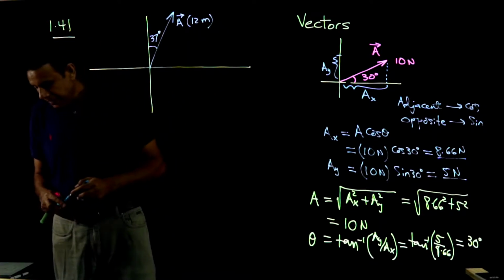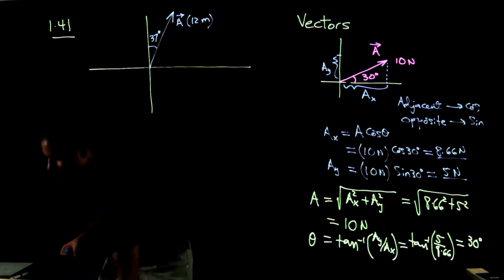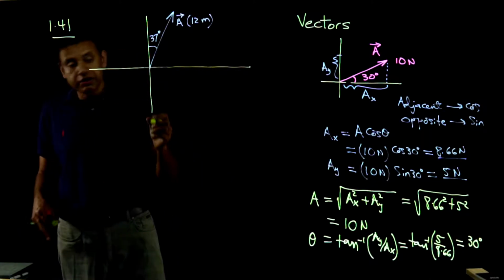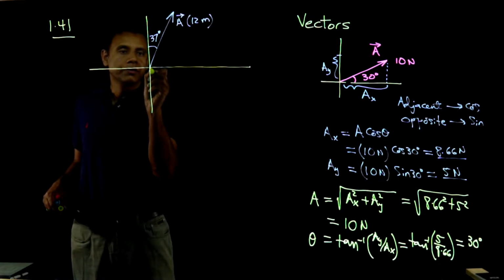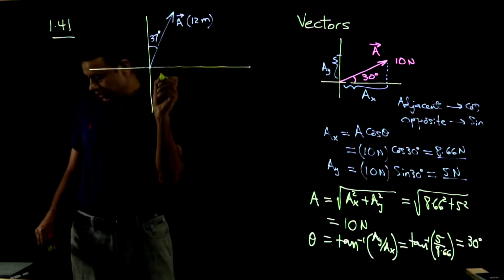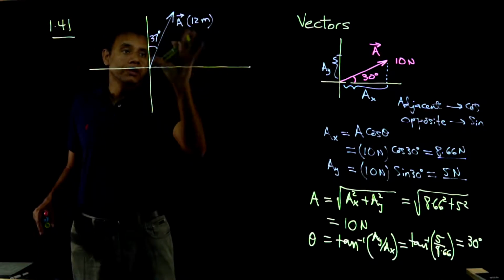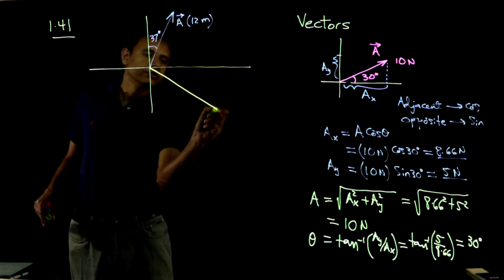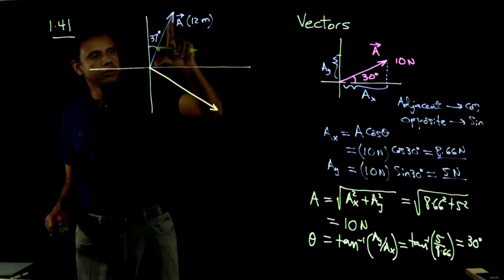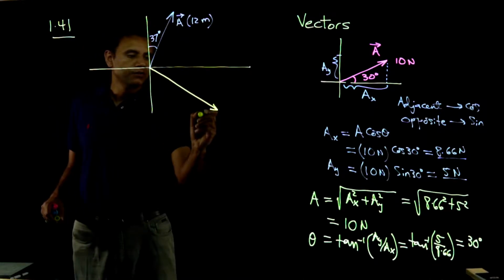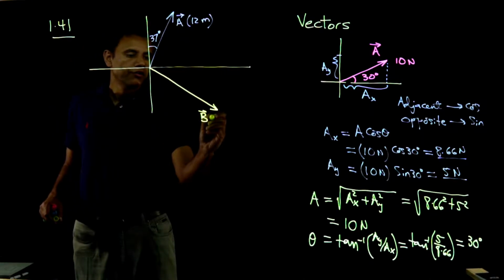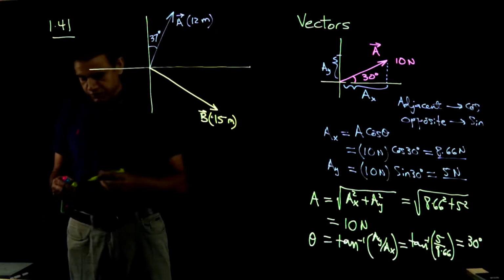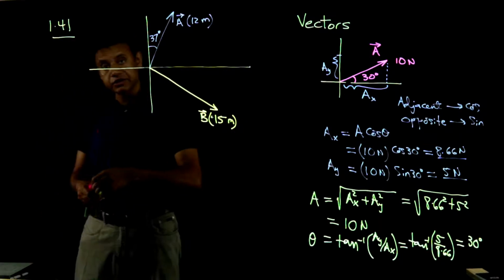Okay, that's given. The other vector, vector B, is 40 degrees below. So B is 40 degrees below, and it's 15, so it should be slightly bigger than 12. So I think that should be good enough. So that's 15. So B is 15 meters. And we have one more vector, and that's vector C.